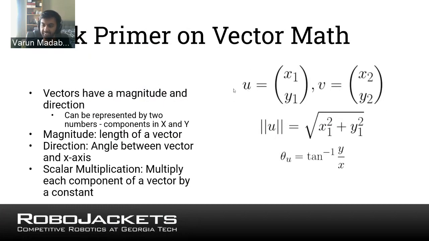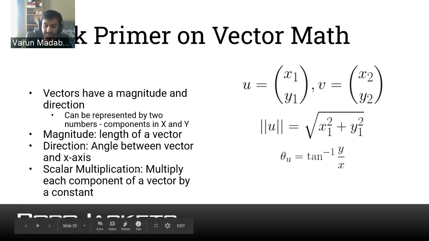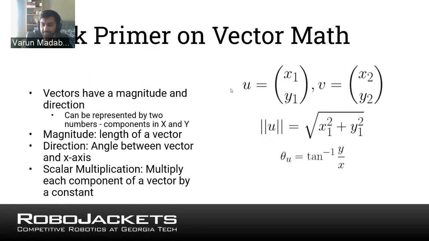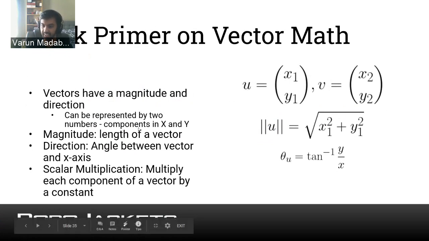You can multiply a vector by a scalar, which is just a regular number. Let's say that I multiplied this vector u by 2. It would be equivalent to taking 2 times x1 for the first component and 2 times y1 for the second. The end result is that you multiply the length of the vector by 2.